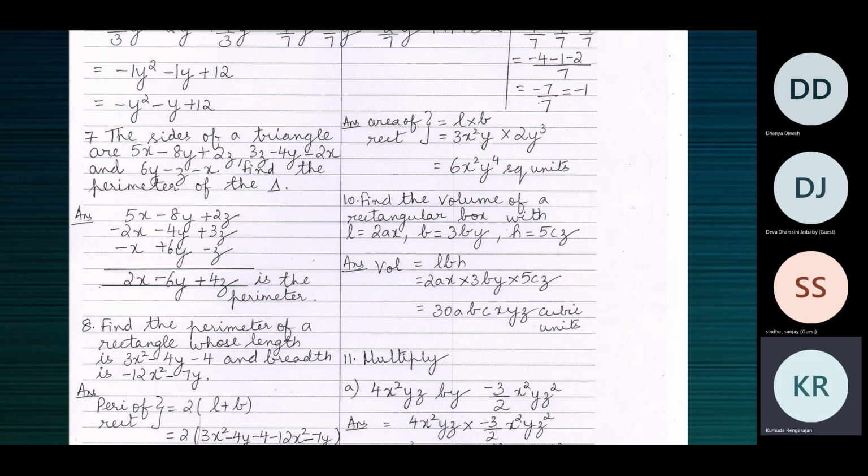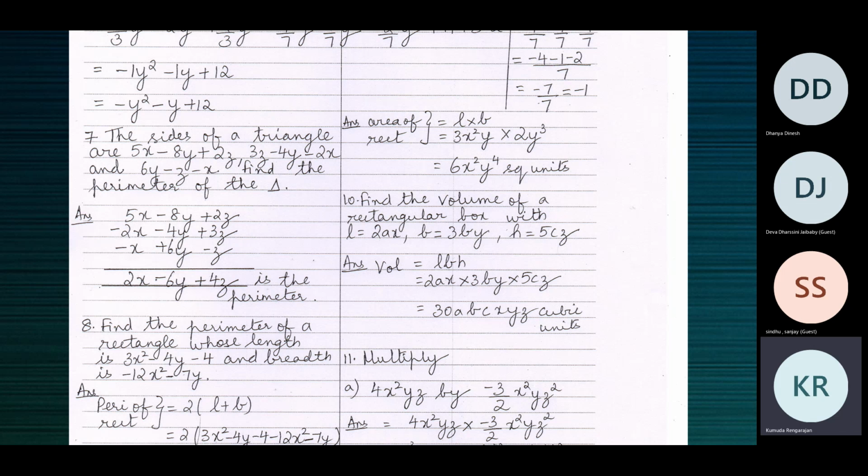It's not compulsory, but you can also arrange it. You can write it as 30 ABC XYZ cubic units. Two threes are 6, 6 fives are 30. It's all multiplication. How do we understand this? This is nothing but 2 into A into X. What is 2AX? 2 into A into X. 3BY means 3 into B into Y. 5CZ is 5 into C into Z. That's the meaning.